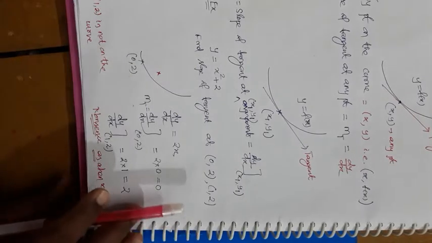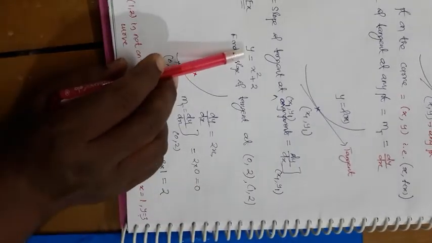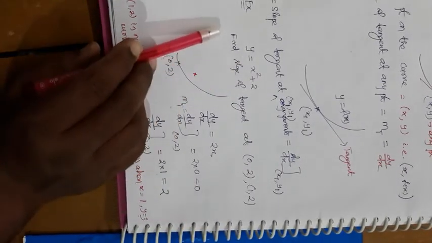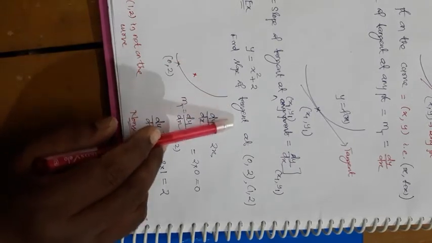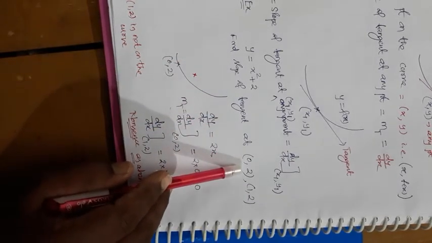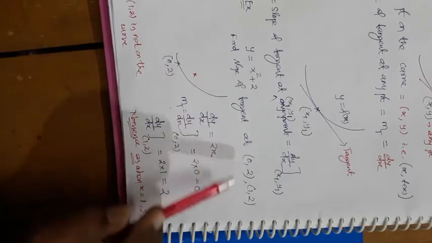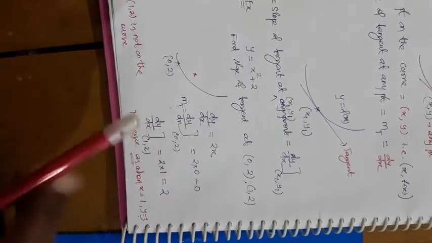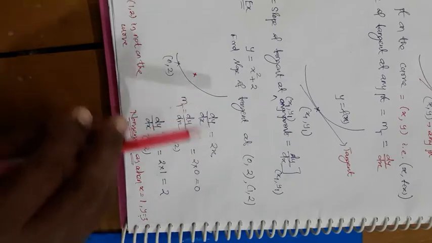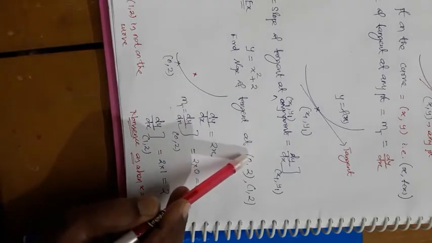I am giving one example. Look here: y is equal to x square plus 2. The question is to find the slope of the tangent at 0, 2 and at 1, 2. You have to find two slopes. First we have to find it at 0, 2.